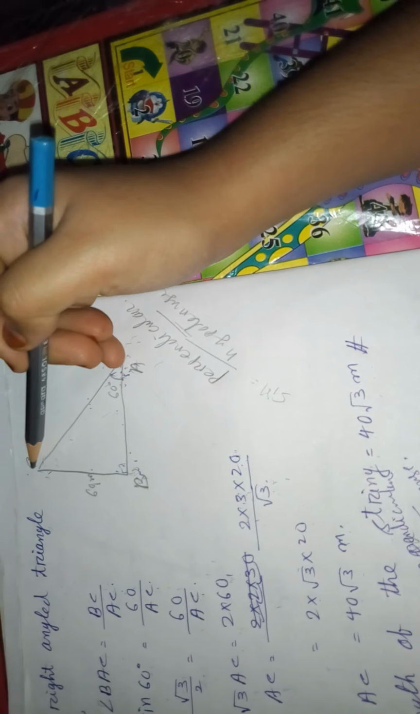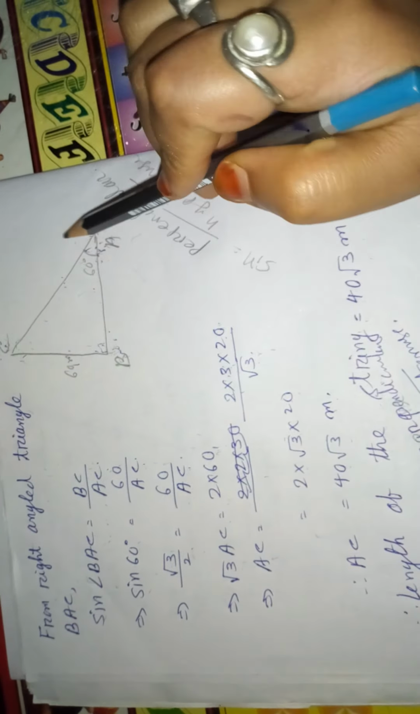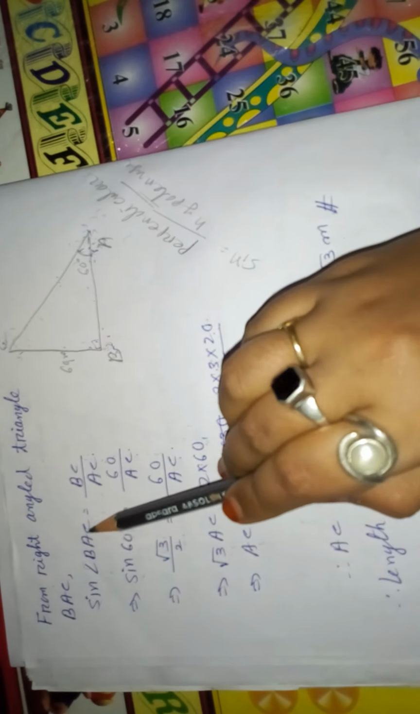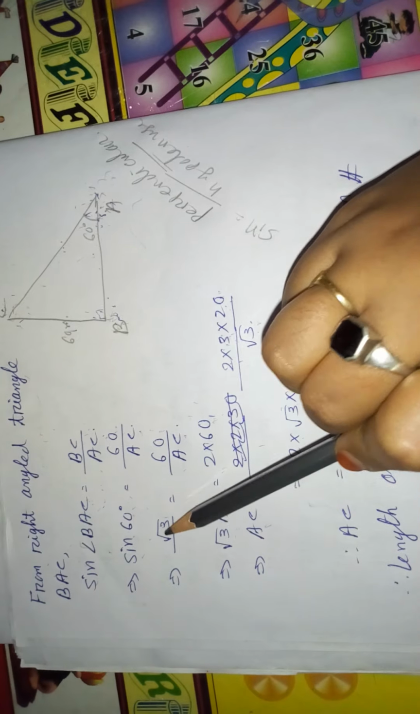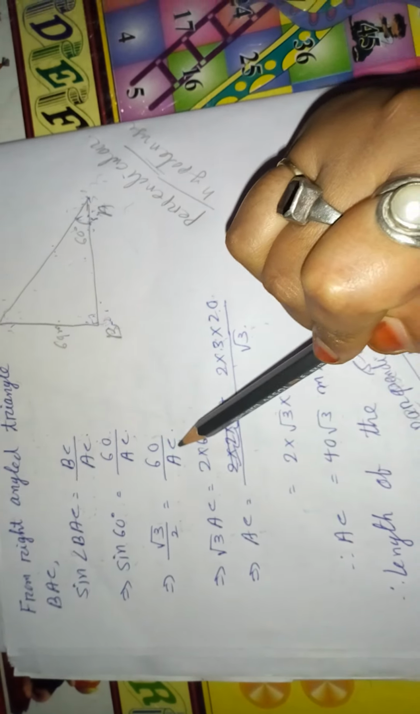for this angle BC is the perpendicular and AC is the hypotenuse. So sine of angle BAC is equal to what? BC divided by AC. The value of angle BAC is 60 degrees. So sine 60 degrees equals BC divided by AC, that is, 60 divided by AC. Sine 60 degrees is equal to root 3 by 2, which equals 60 divided by AC.